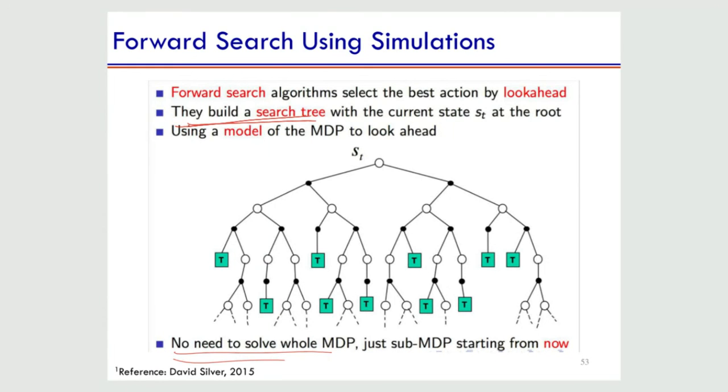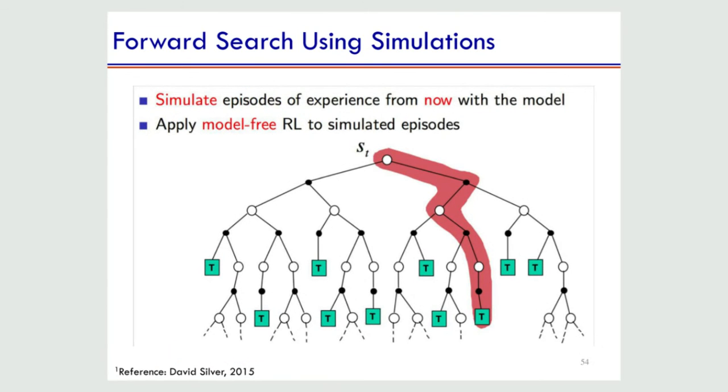Basically, to do that you just solve a part of your MDP. Wherever you are, that's the root, and from there you figure out what's the best thing to do. And just to recap the forward search problem in this picture: you are at state s_t and we're just asking what's the best action.